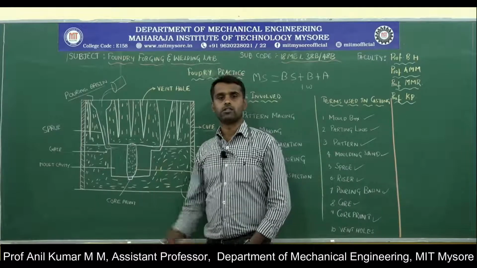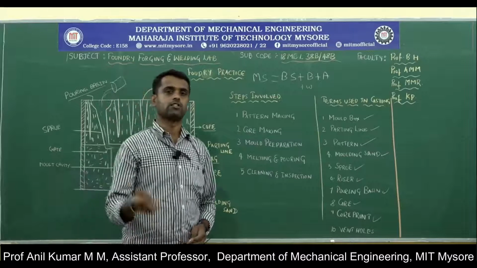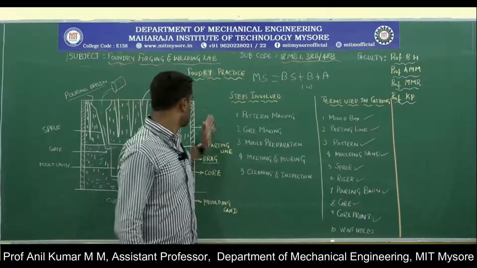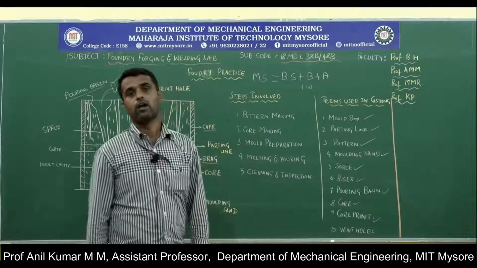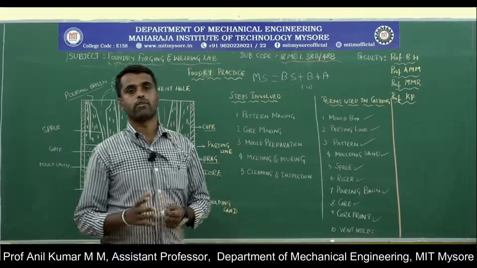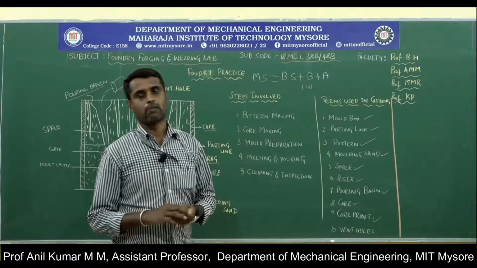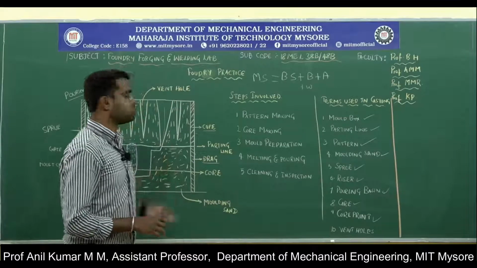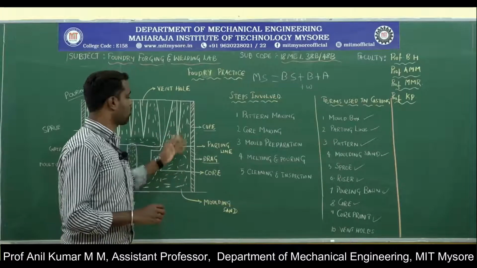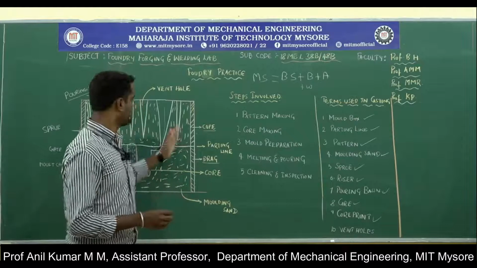Now coming to the advantages. The advantages of the casting process are that there is no size limit. From smaller sizes to bigger or large-size castings can be produced. Mass production is possible, and good surface finish and high dimensional accuracy can be achieved. Uniform properties can be maintained in the castings. And complex shapes can be easily produced compared to other manufacturing processes. These are the advantages.